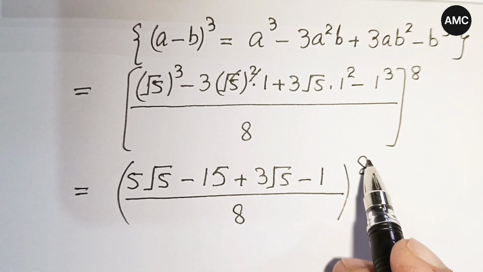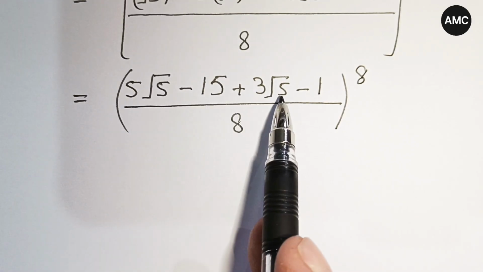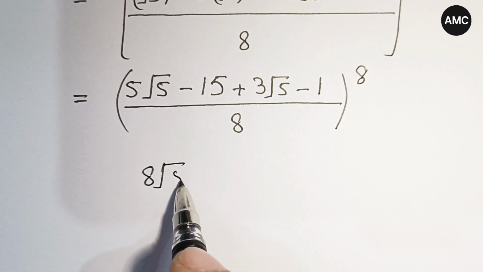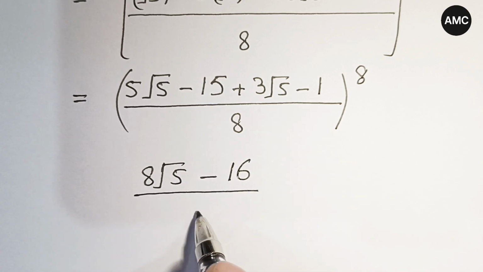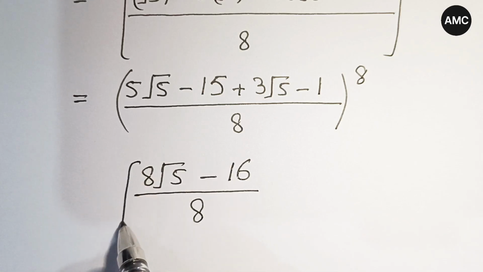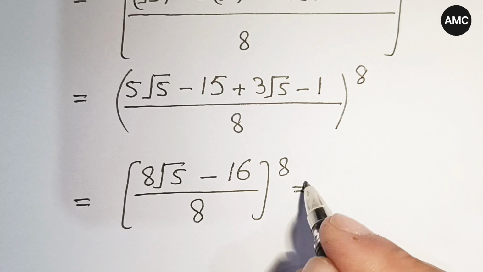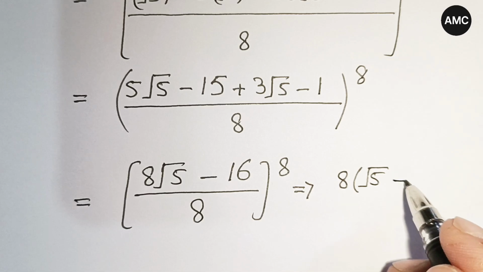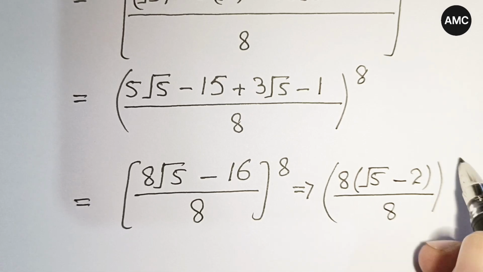Now our next step will be, here's 5 times square root of 5 plus 3 times square root of 5 will be 5 plus 3 is 8. So 8 times square root of 5, and minus 15 minus 1 will be minus 16, all over 8 whole to the power 8. Now here if we just take 8 common in the numerator, then we have 8 times square root of 5, 16 divided by 8 is 2, all over 8 whole to the power 8.